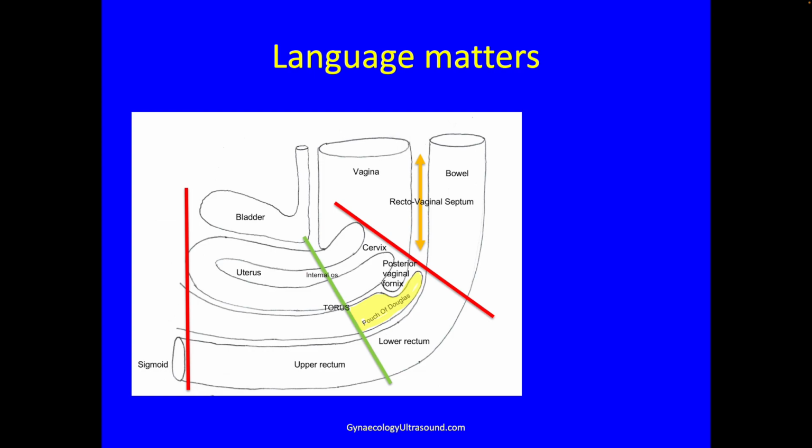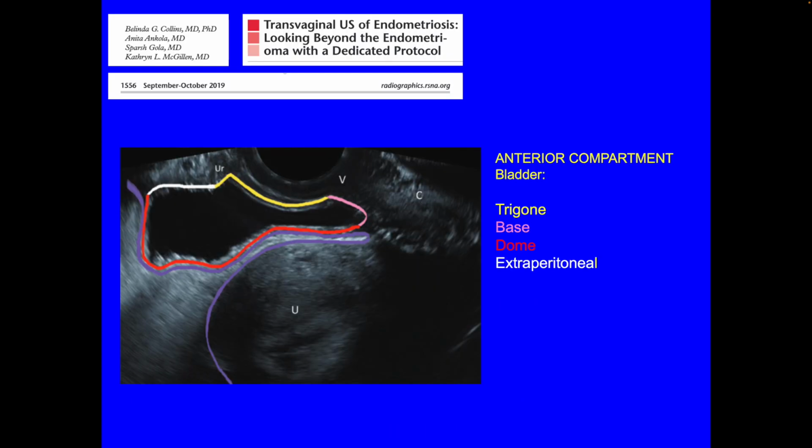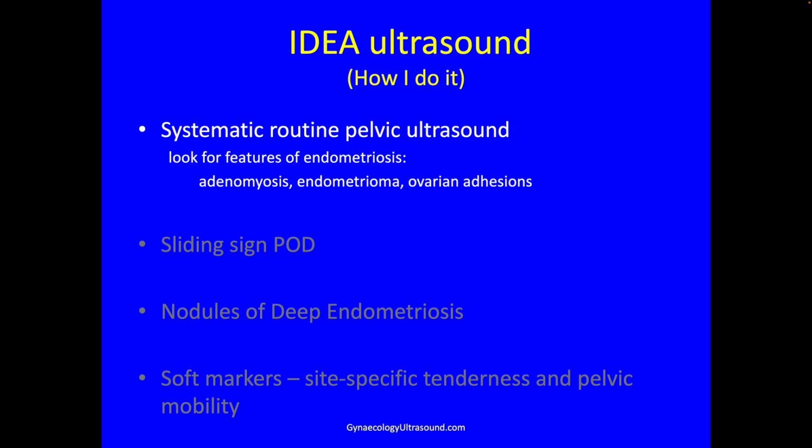In the posterior compartment then, the area behind the uterus, common locations for deep endometriosis would be in the posterior vaginal fornix, at the torus, in the lower rectum, in the upper rectum, and sometimes everything adhering together with frozen pelvis. Just thinking about the bladder, in the anterior compartment, there's the trigone in yellow, the base in pink, dome in red, and then extraperitoneal in white.